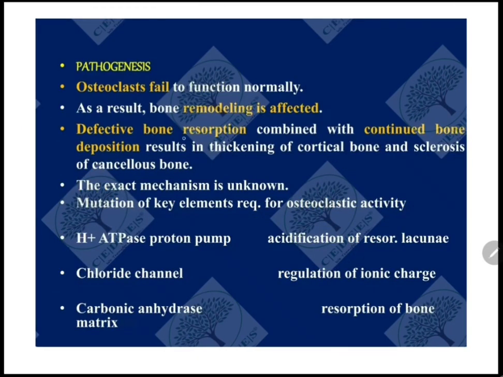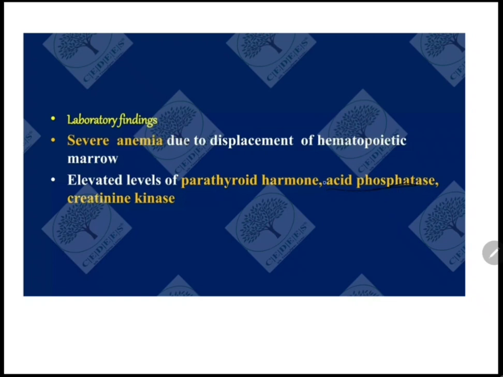One more thing to keep in mind, like I said: defective bone resorption with continued bone deposition but increased osteoclasts. They fail to function normally, but if you take the blood and marrow and sample the cell number, you will find a large number of osteoclasts. Due to the excessive number of osteoclasts, in the lab results you will find elevated levels of acid phosphatase, creatinine kinase and PTH. So don't get too confused with the pathophysiology. Just remember that in osteopetrosis, there is excessive bone density, defective bone remodeling, decreased osteoclastic function, but the osteoclastic number is more. That's why you will find more acid phosphatase. If you know this much, it's enough.